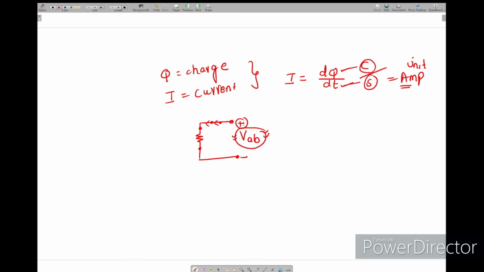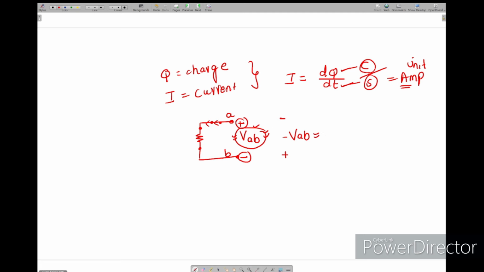If you see the polarity, I have connected positive here, negative here. If you connect negative here, positive here, we will call this minus VAB. This terminal I will call A and this B, so AB. The voltage between these two terminals is positive in this case and negative in this case.